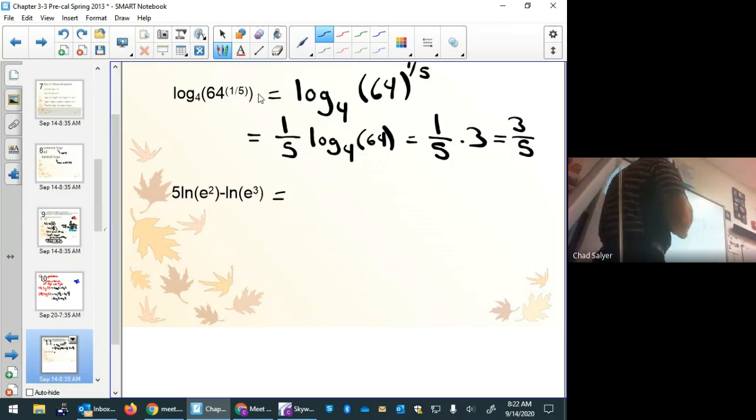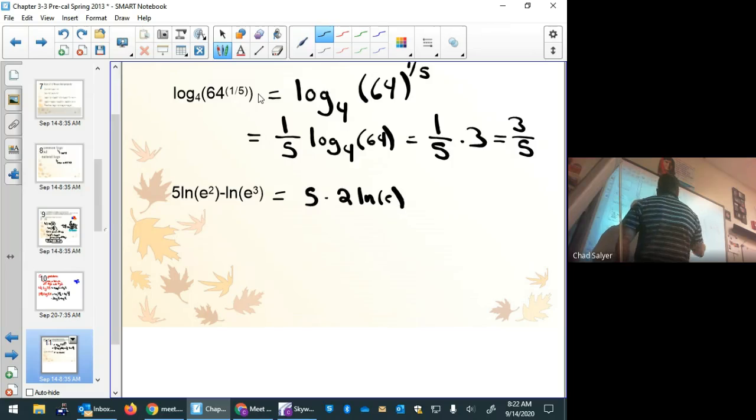Okay, so we're going to use the power property for logarithms again, which tells us we can take any exponent on the argument and move it out as a coefficient. So this is going to be 5 times 2 ln of e minus 3 times ln of e.